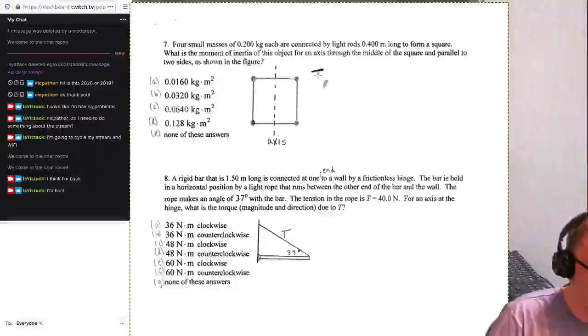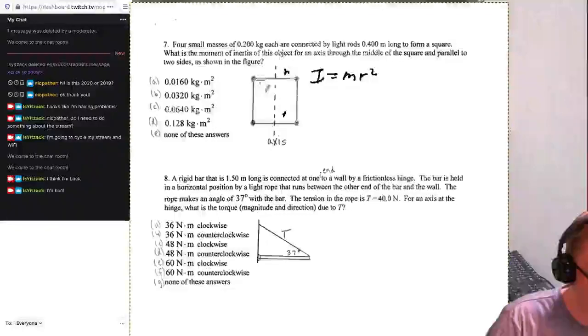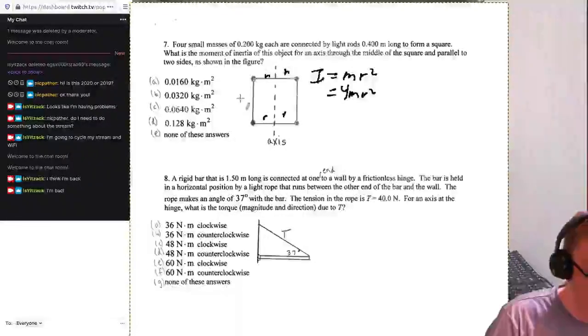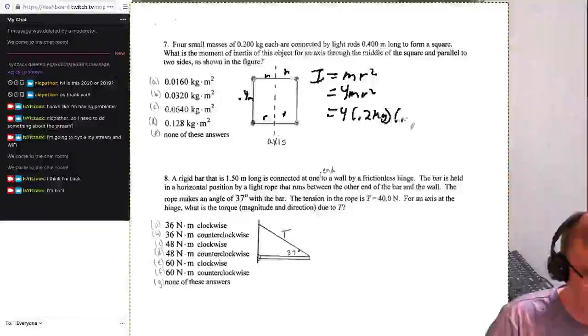All right, so moment of inertia for a point particle is equal to m r squared. They all have the same r and the same mass, so we end up with 4 m r squared. R is 1/2 this length because the full length is 0.4 meters. So we have 4, mass of 0.2 kilos, radius of 0.2 meters squared.